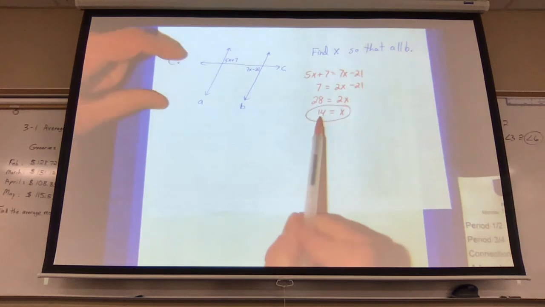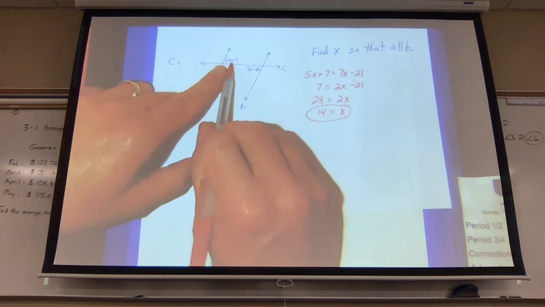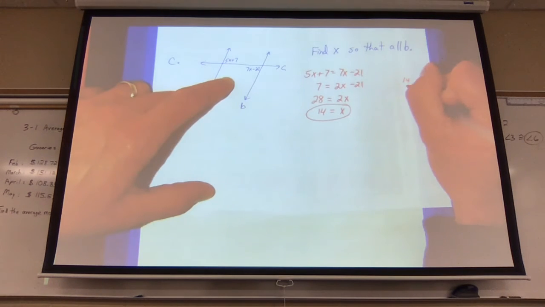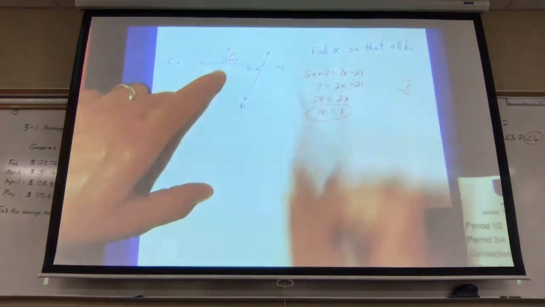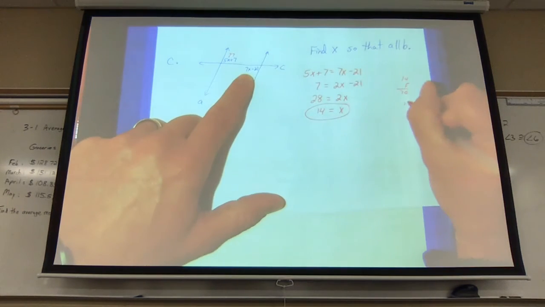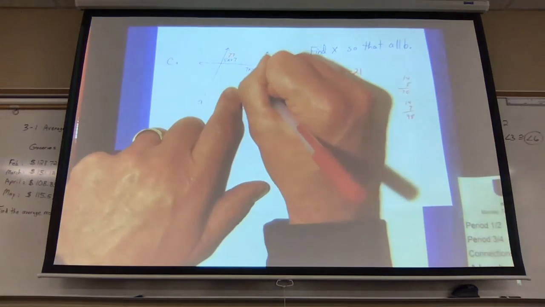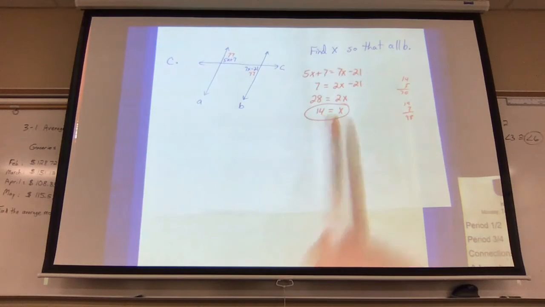And it might be helpful to just go ahead and show that here. Put 14 in here. 5 times 14 is, let's do it on the side here, 70. 70 plus 7 is 77. If I come down here and do it, 14 times 7 is 98. 98 minus 21 is 77. So the only way those two would both end up being the same is if x is 14. Questions with that?